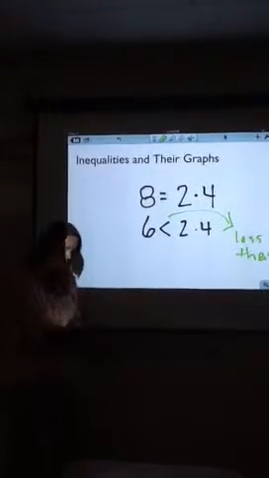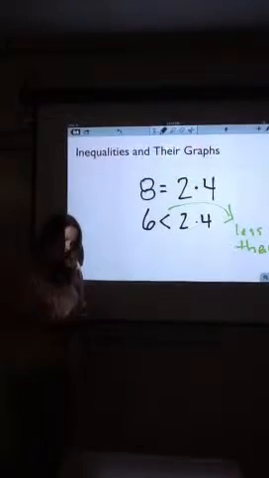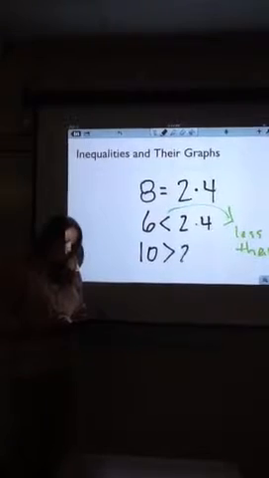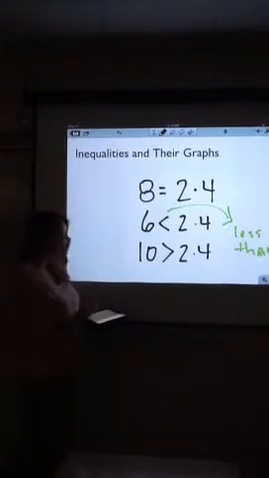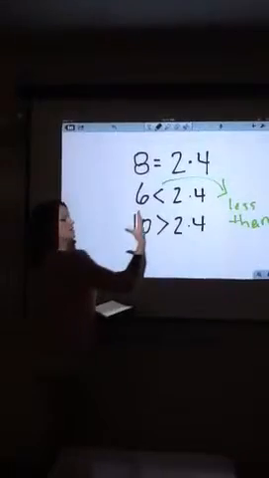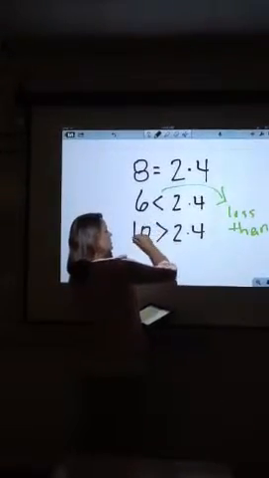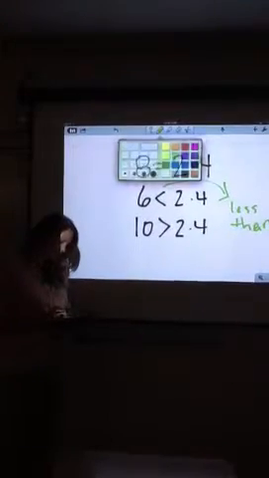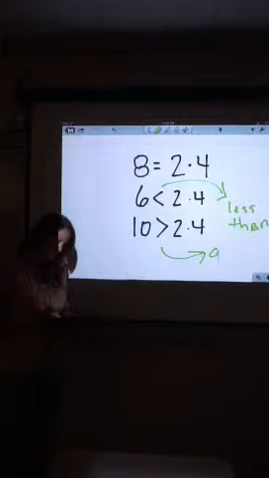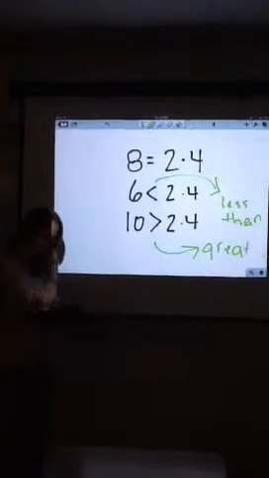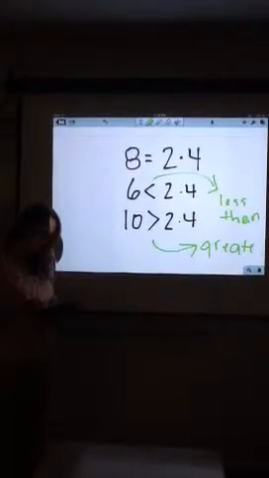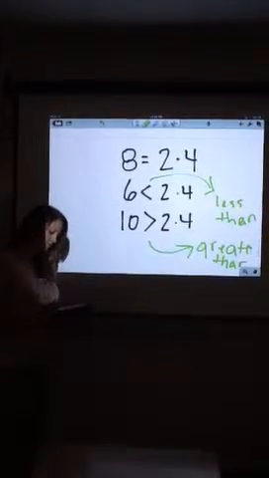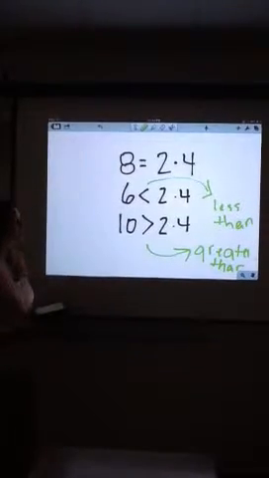Let's think about a sign that would be greater than. Let's use the number 10. 10 is greater than 2 times 4. And again, that means our alligator mouth is open towards our 10, because the alligator likes to eat the higher amount. So maybe you want to make a note of that also. Greater than. Can't quite fit on there.